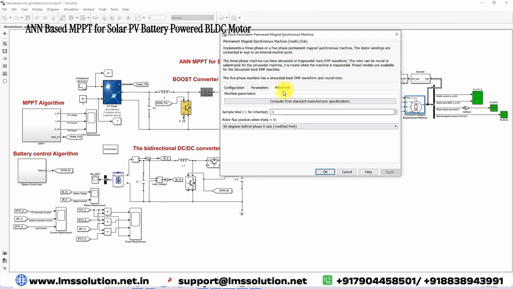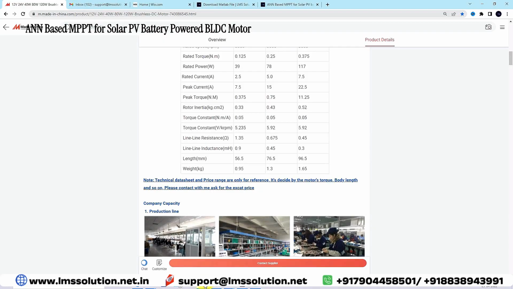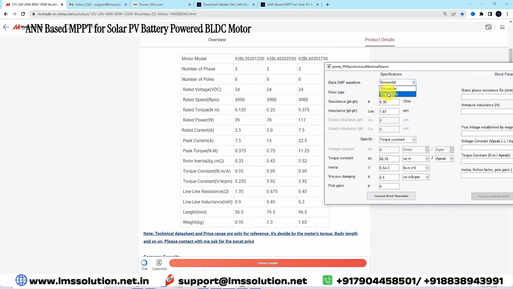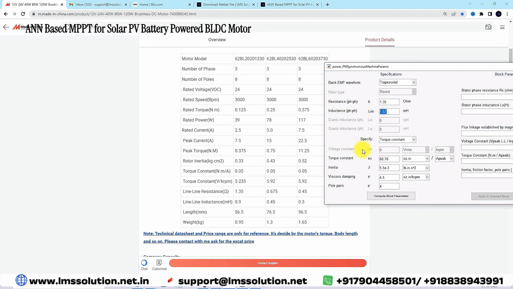Then go to advanced mode and choose compute from standard manufacturer specifications. Just click this and you can feed the data here. That means here you need to choose the trapezoidal back EMF, and then the line to line resistance is 1.35 ohms and the inductance is 0.9 millihenry, and the torque constant is 0.05. Just put 0.05 Newton meter per amp.